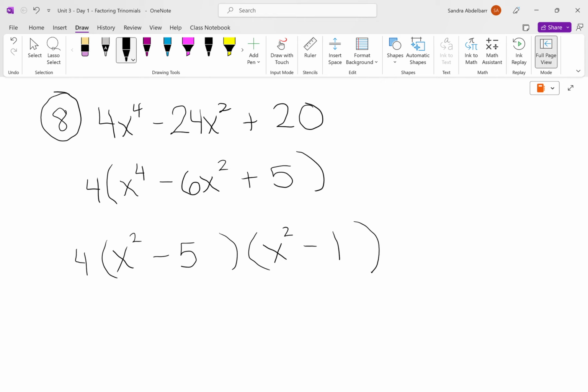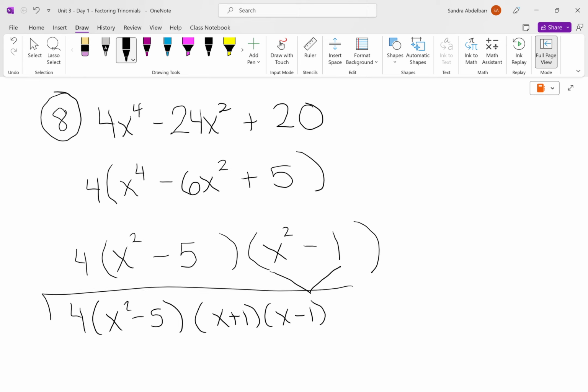What about x squared minus 1? Yeah, this is a difference of squares. X squared's a perfect square, 1's a perfect square, there's a minus in the middle. So we need to factor that further. So now we are at 4 and then x squared minus 5. And now I'm going to factor this, x plus 1, x minus 1. Never think you're done. I'm going to ask again. Now, is everything factored to the point we cannot factor anymore? Yes. So this is our final factored form.